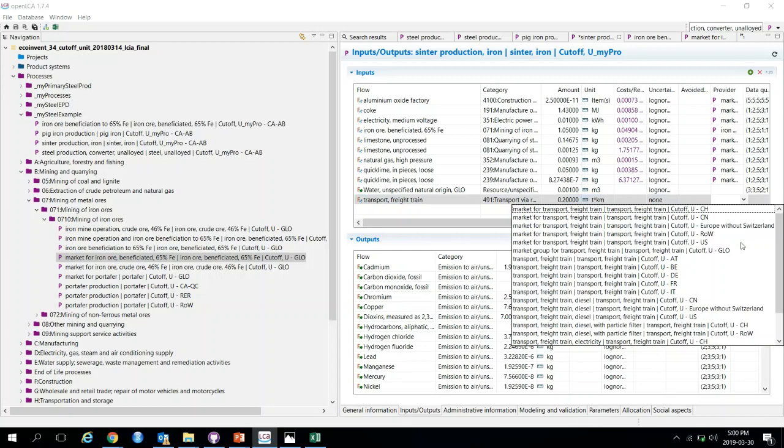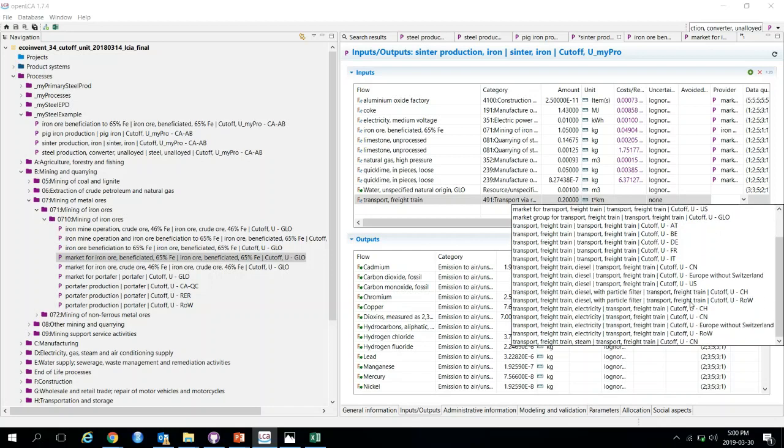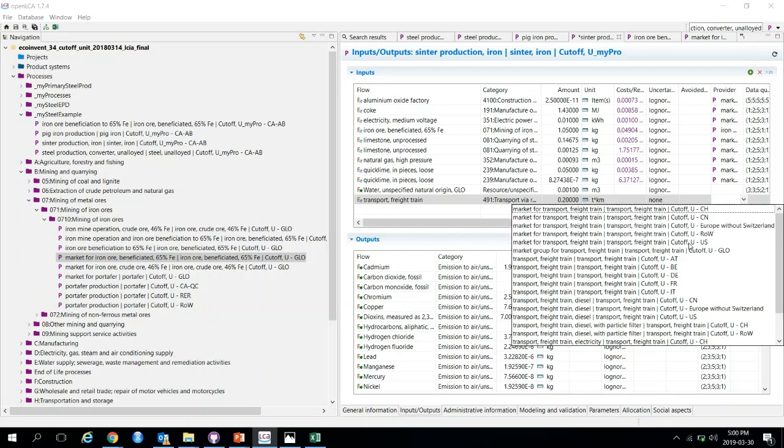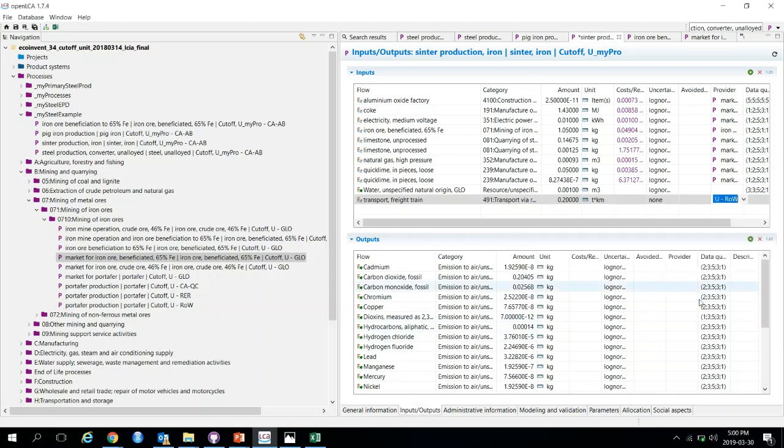We could specify the provider for the transport rail. Let's just see what's available. We have Swiss, China, Europe, rest of the world, US, global. As you see, there's no Canadian, so maybe the best available would be US or rest of the world. Let's just go with rest of the world. It's sort of a default to choose.